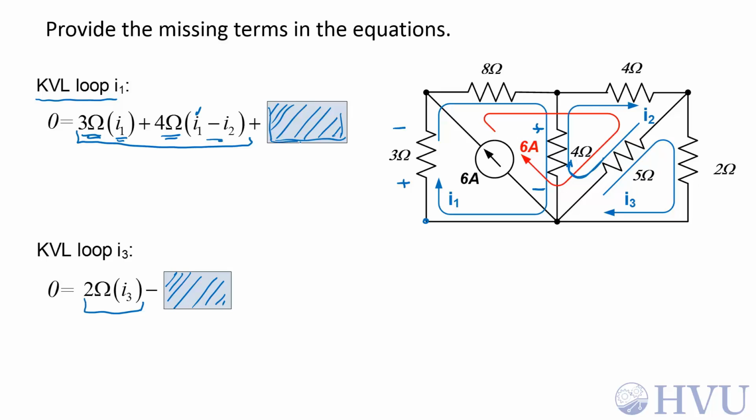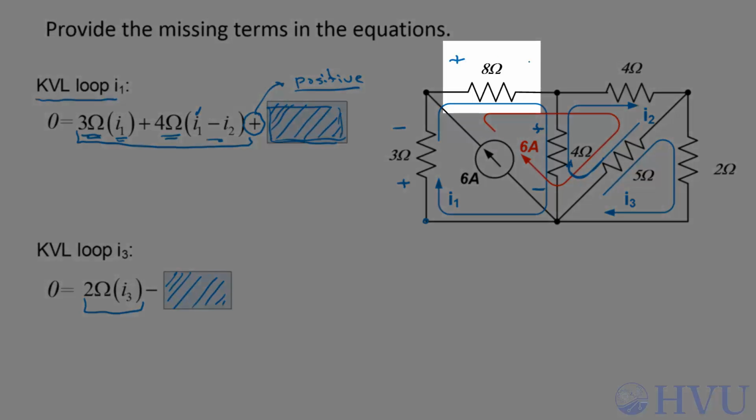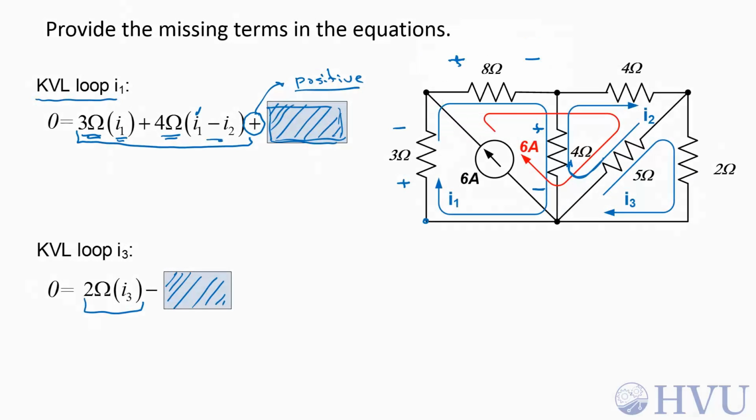Now we have to fill in this missing term. That's the voltage across this 8 ohm resistor. It's a positive contribution. If it's positive, that means that it's agreeing with this sign convention where I1 enters this positive voltage terminal. So this term is going to be 8 ohms times a positive I1, and the 6 amp constrained loop is also entering the positive terminal, so that becomes plus 6 amps.